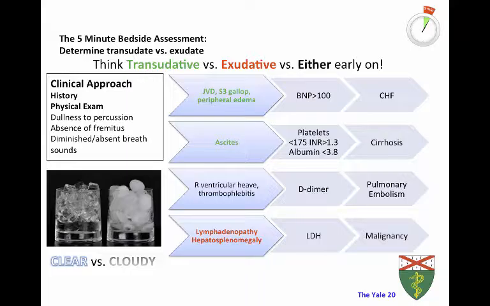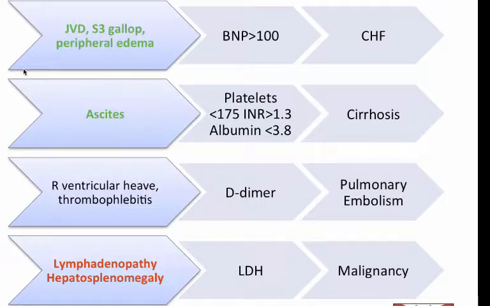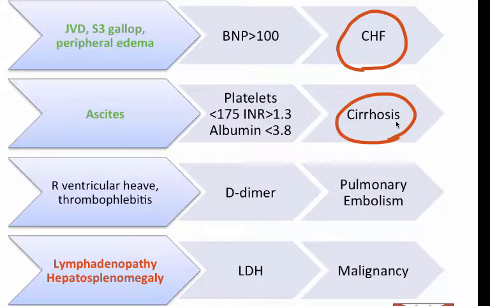And if you have a physical exam that suggests a volume overload picture with jugular venous distension, S3 gallop, or peripheral edema, then you think about a primarily cardiac process, congestive heart failure, and you can use laboratory values that we have in the middle to support or decrease the possibility for that diagnosis. So in this case, BNP. Second, ascites. If you have a patient who presents with that, then you can think about cirrhosis as a possibility. And this would be a transudative effusion with these other laboratory values that support that diagnosis.